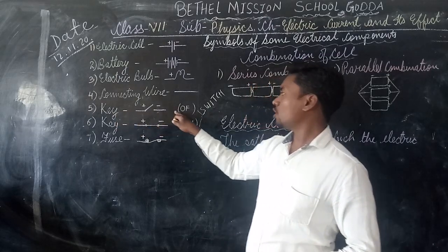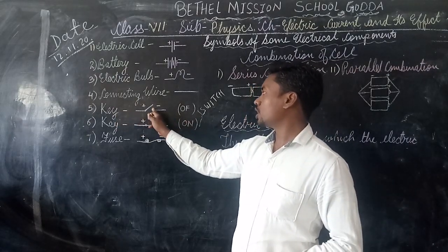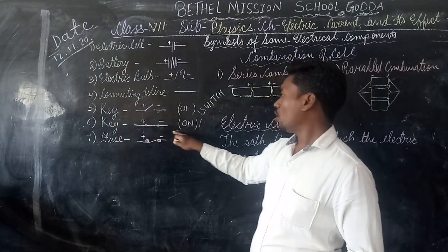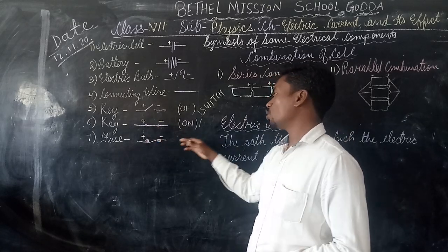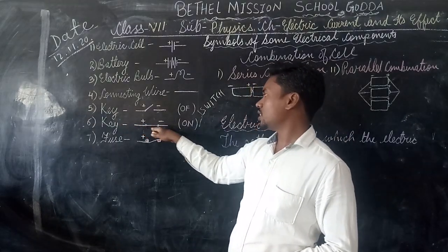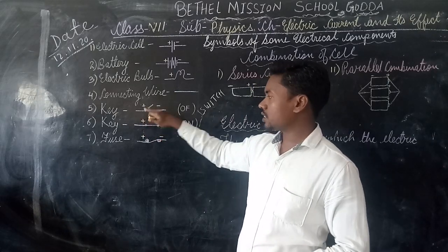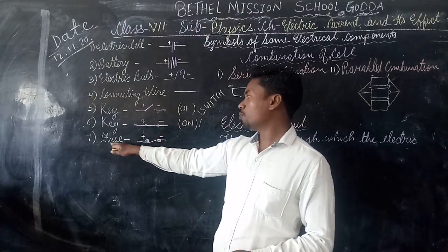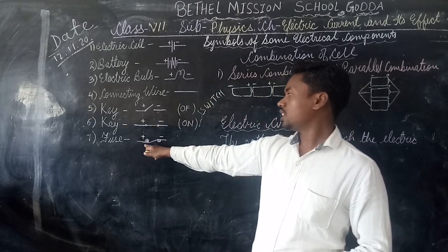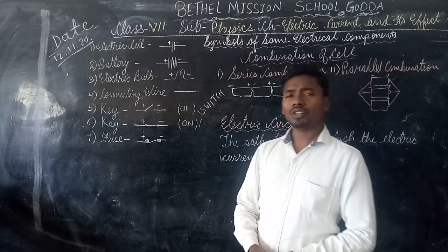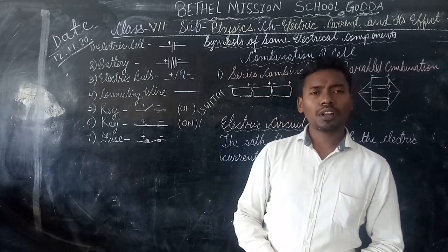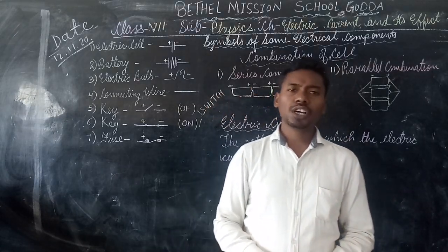So when the key is in off condition, it is open, and here we have this one closed. Then you see that both the point ends are joined together. So in on condition the key is in this way, and in off condition the key is in this way. Then we have the symbol for fuse. Fuse has this type of symbol. So these are some of the symbols used for our electric components.